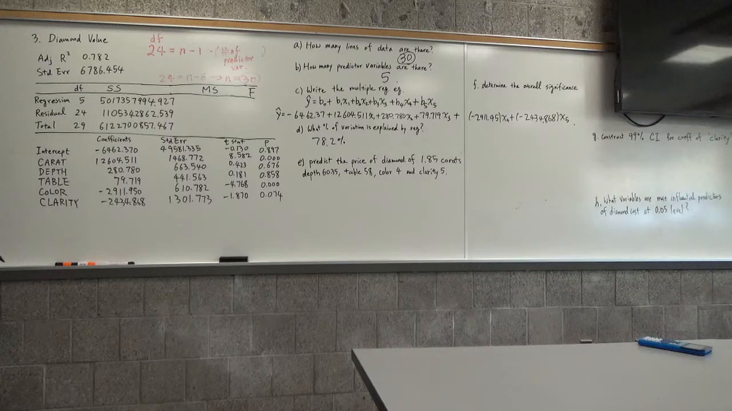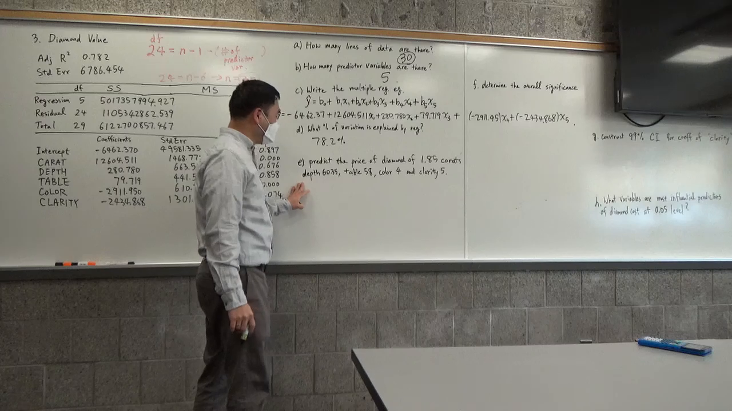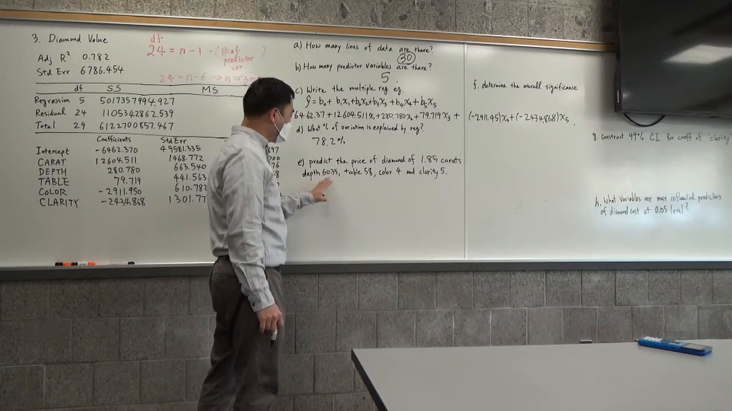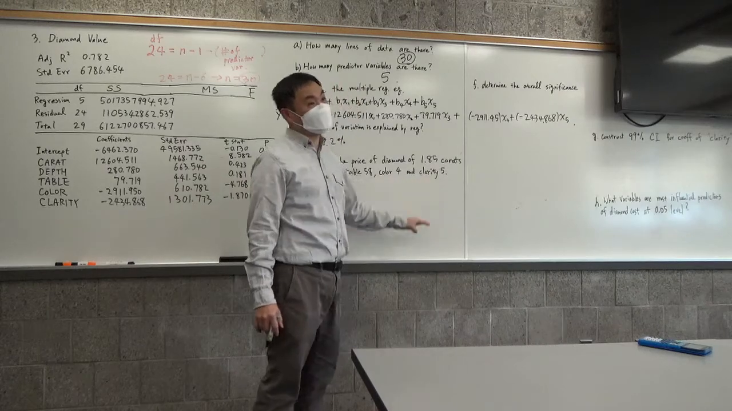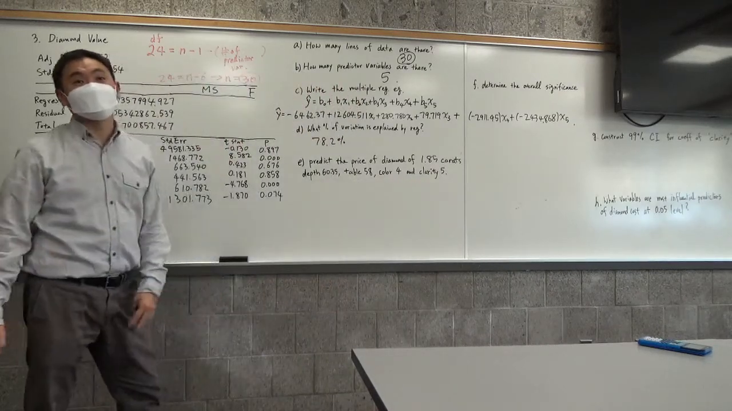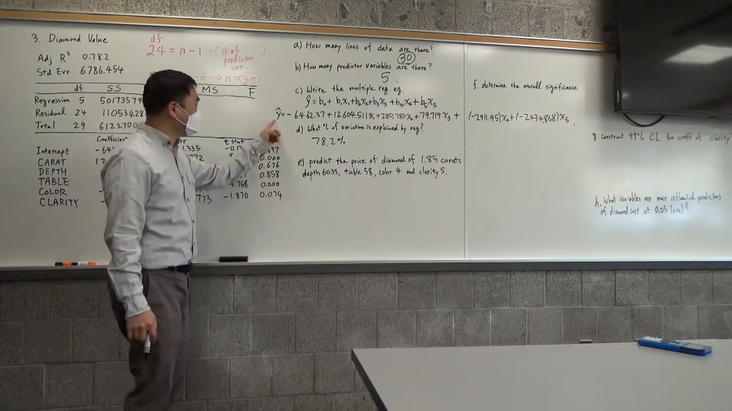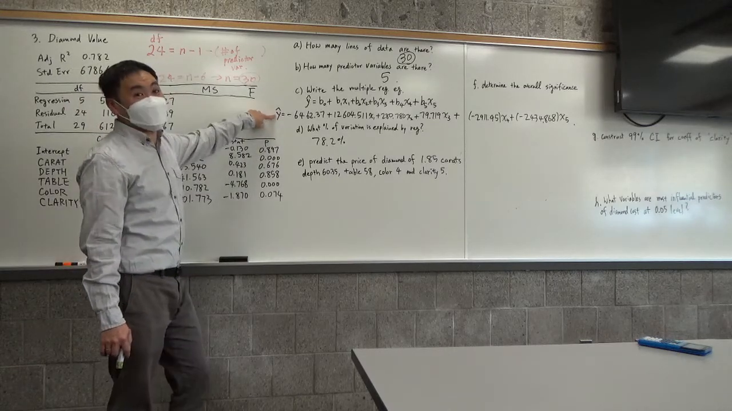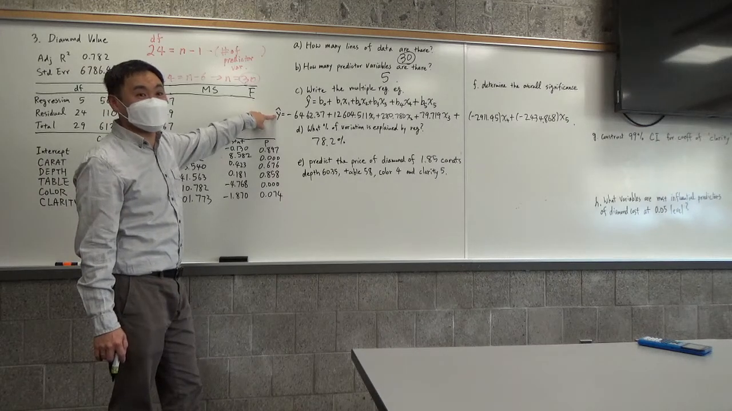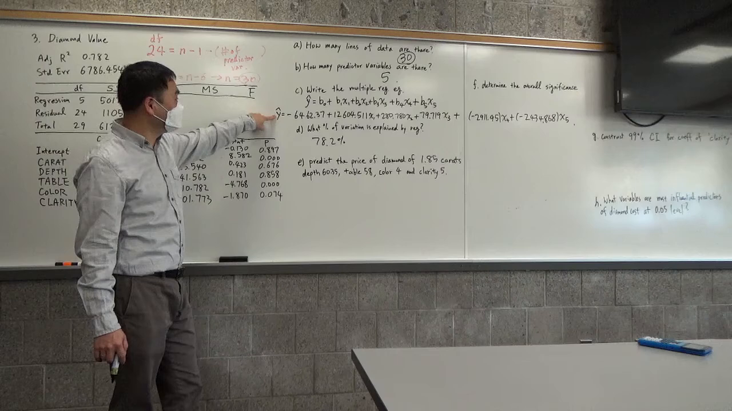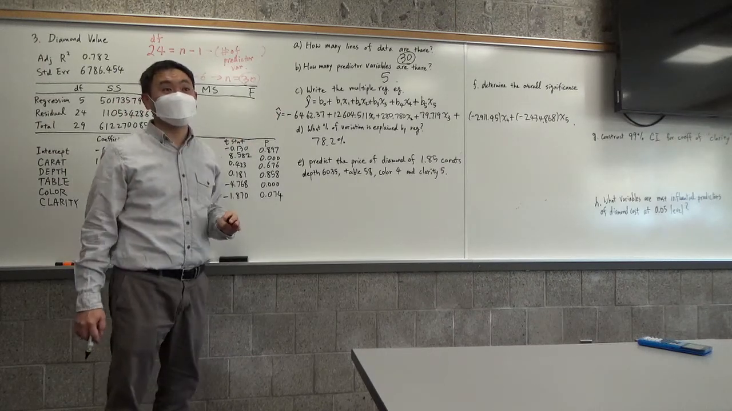Now predict the price of a diamond of 1.85 carats, depth 60.35, table 58, color 4, and clarity 5. How do you do this? Plug into the regression equation. Okay, so what does y hat mean? When you see this y hat, what does it mean?